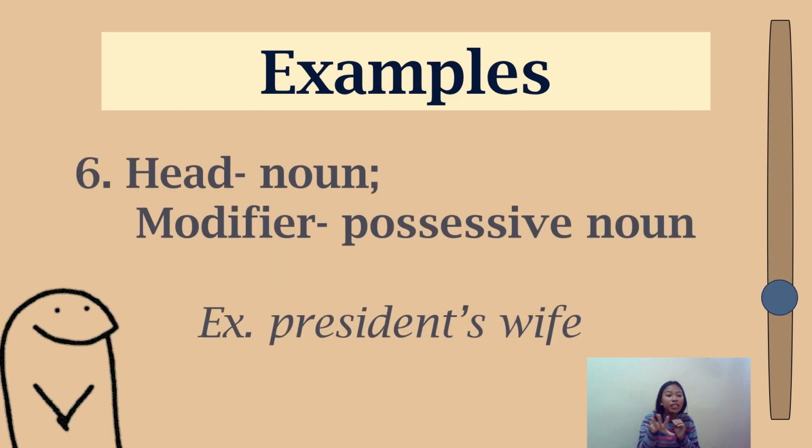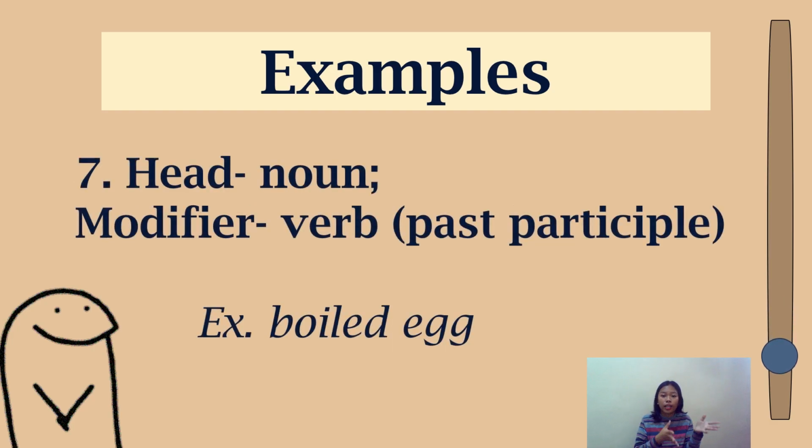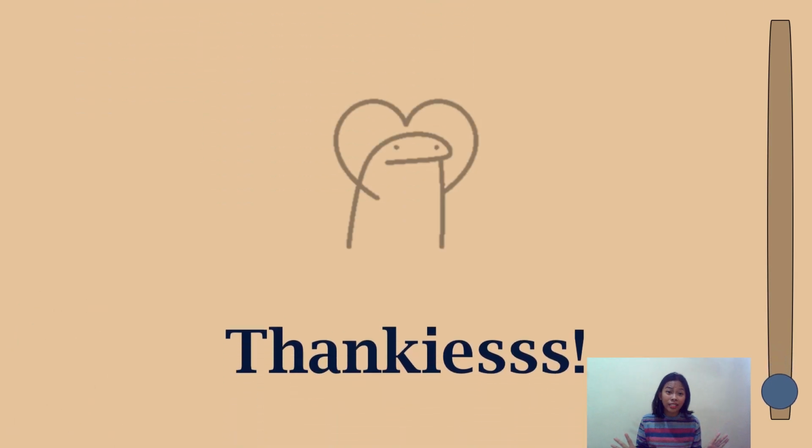Next one is number 6. We have the head is a noun and the modifier is a possessive noun. Okay, so president's wife. The possessive noun president's modifies the noun wife. And then number 7, the last one, the head is a noun and our modifier is a verb in the past participle. Our verb is boiled and it modifies the noun egg. Boiled egg. Okay, so that's the end of my part.